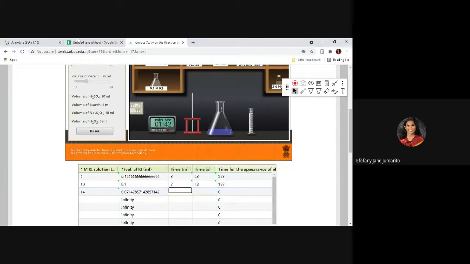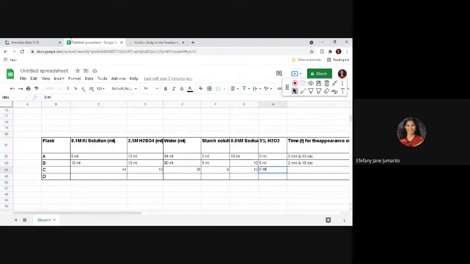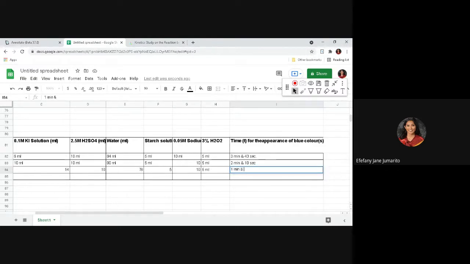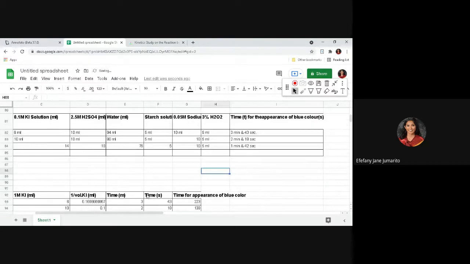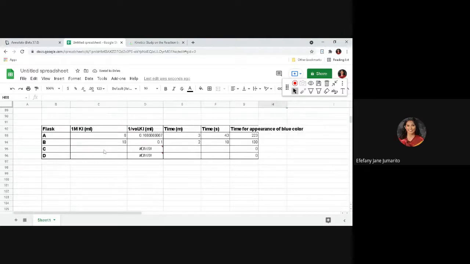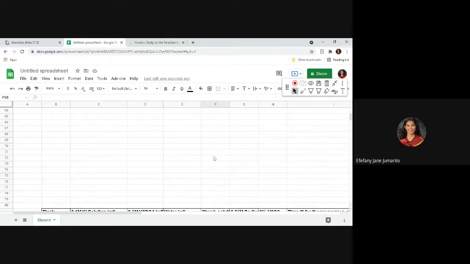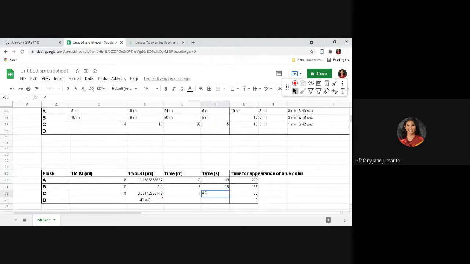Okay, let's take note of the time. 1:42. Let's write. 1 minute and 42 seconds. Okay, so let's put it in our table. How much KI in flask C? We have 14, ma'am. 14, and the time is 1 minute and 42 seconds.